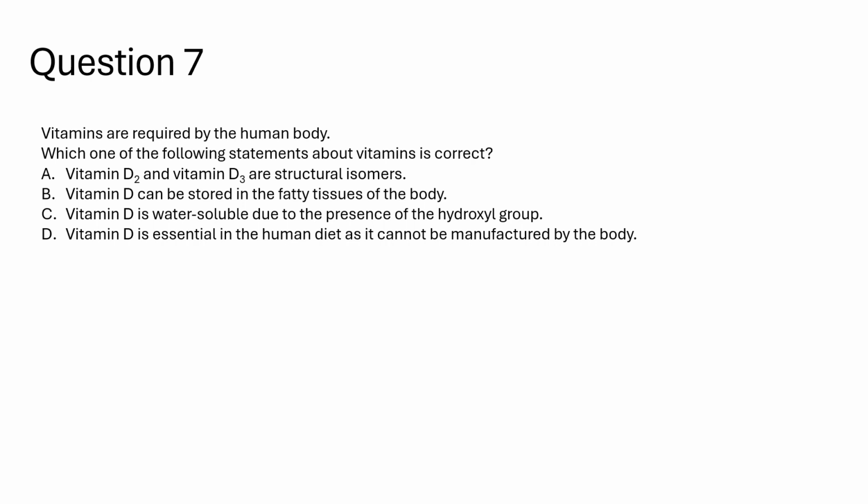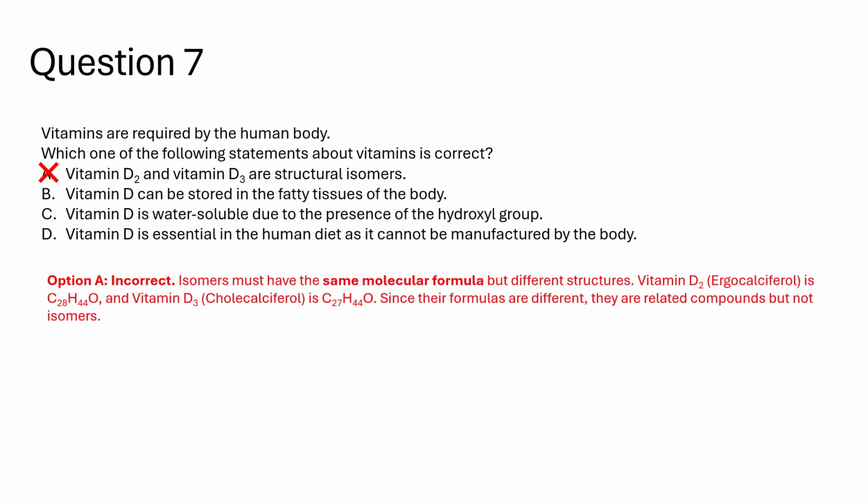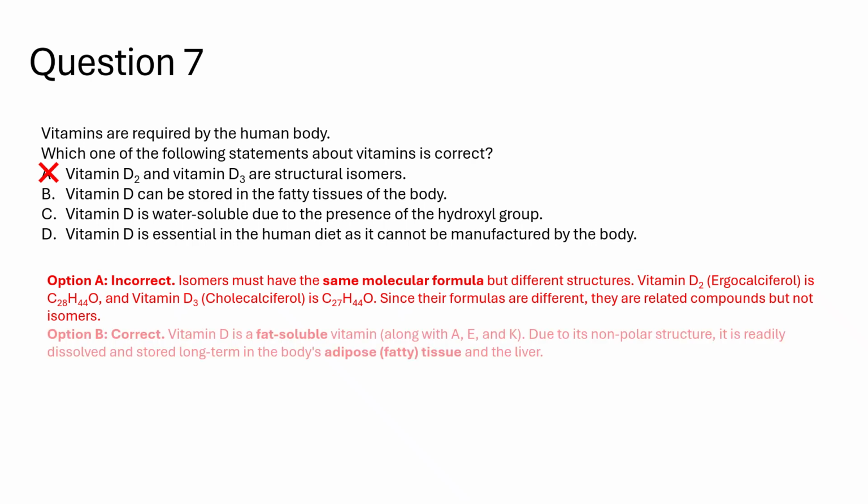Option A, incorrect. Isomers must have the same molecular formula, but different structures. Vitamin D2, ergocalciferol, is C28H44O, and vitamin D3, cholecalciferol, is C27H44O. Since their formulas are different, they are related compounds but not isomers.